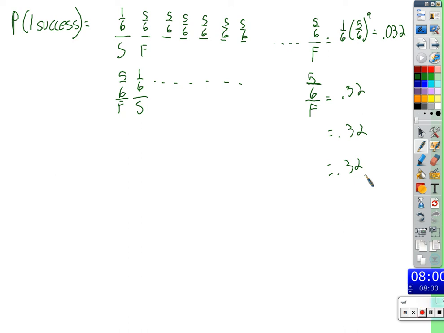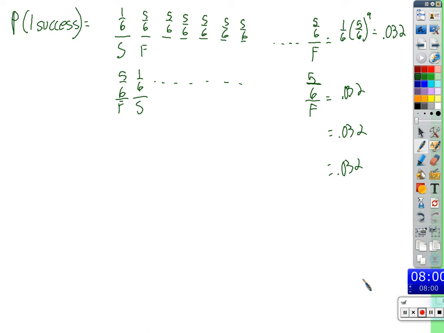Oh, I'm sorry. 0.032. Thank you for correcting me. So once we wrote all these 0.032s down, what would we do with all of them? Just kind of adding. We would add them, right? Because they're these disjoint things.